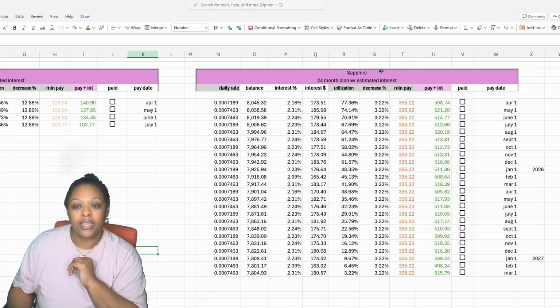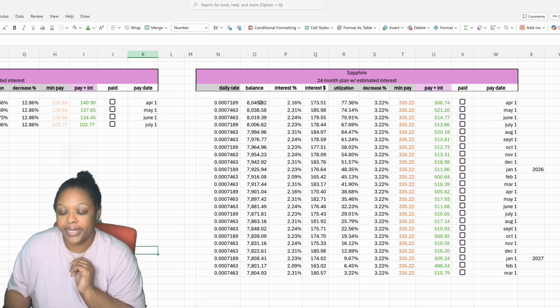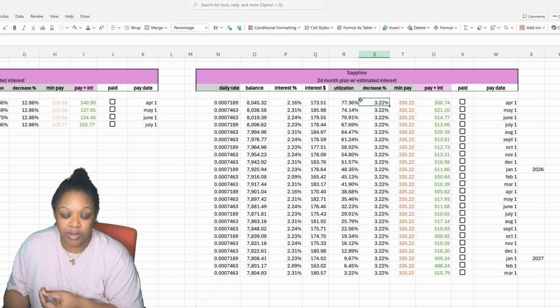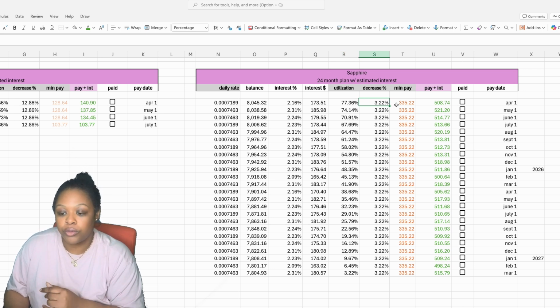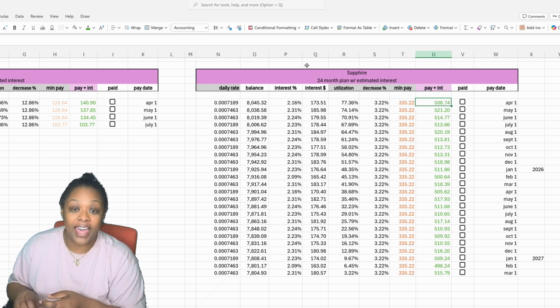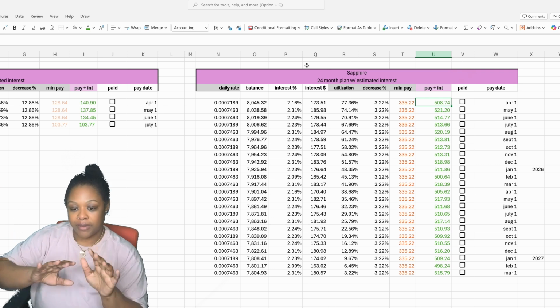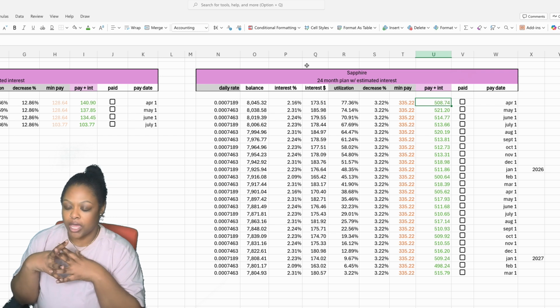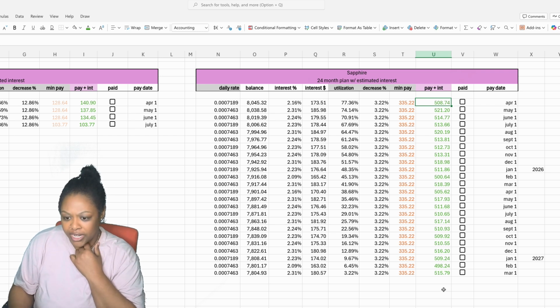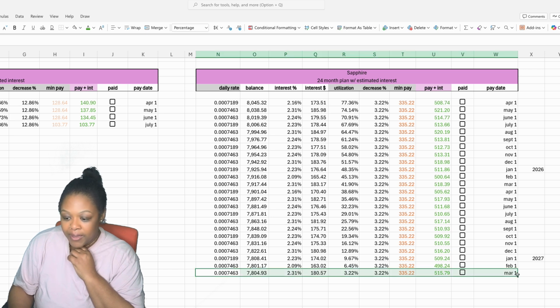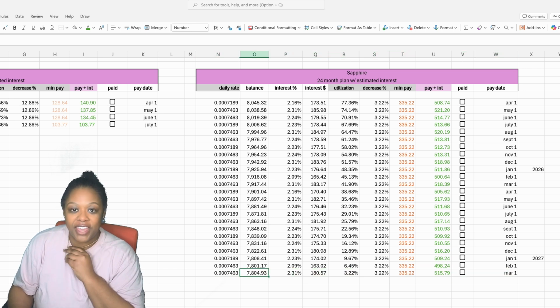First of all, I'm saying I want to pay off this Sapphire that has an $8,000 balance in 24 months. So I went through, I'm at 77.3 right now. I need to pay off at least 3.2% every month, right? Cool, that is $335, or if I want to add in that interest, it's $508. So I drag it out for 24 months and I make my adjustments in the daily rate and the interest columns. I'm decreasing by 3.2, and I get down here to the 24th month, my balance is still $7,804.